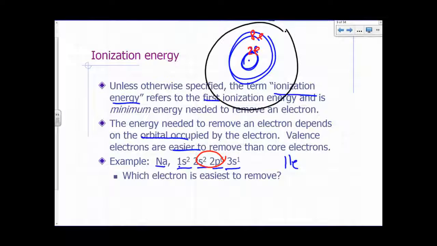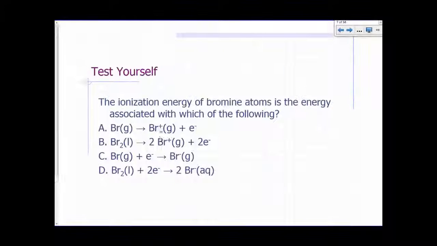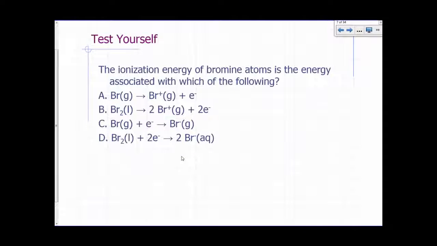Okay, remember, as you go to higher quantum numbers, you're going to higher shells, you're looking at the average location that's much farther away from the nucleus. So that 1 electron in the 3s orbital would be much farther away from the nucleus. So which electron would be the easiest to remove? That would be the electron in the 3s orbital. Okay? Let's do a quick check.